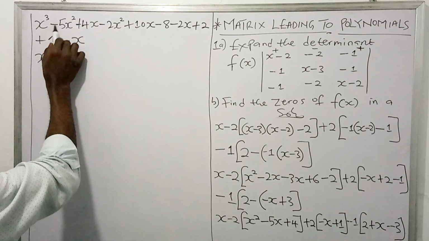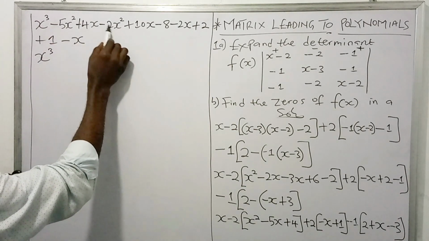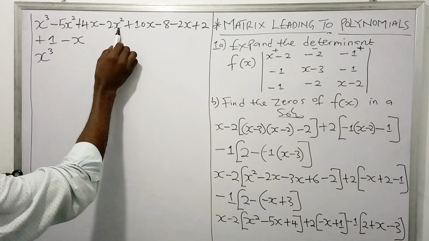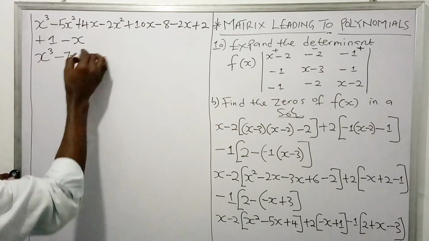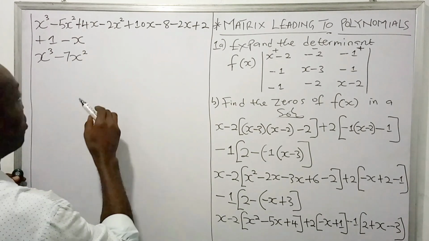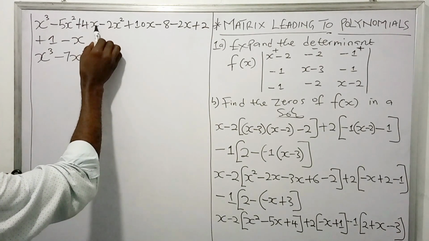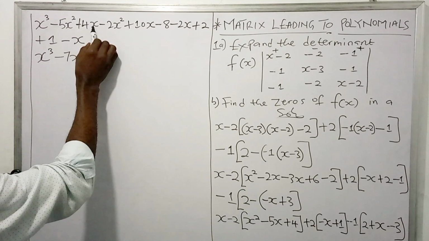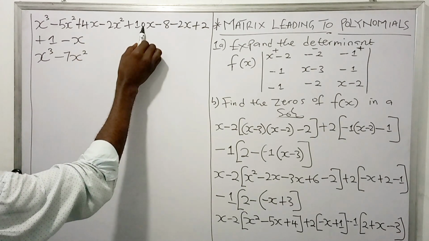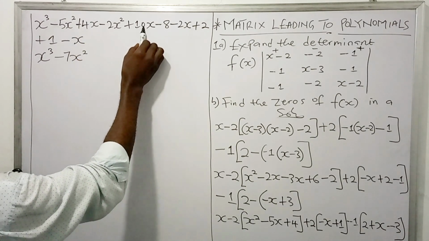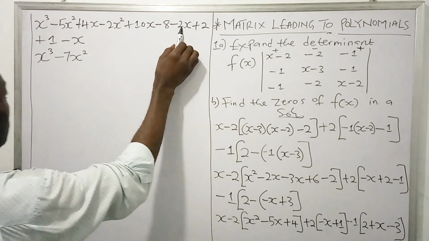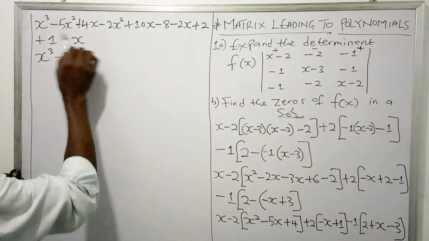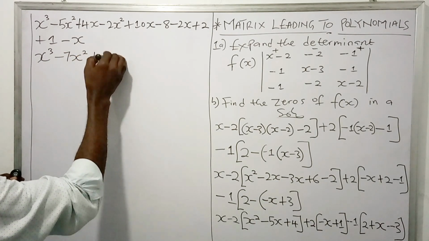Now, resolving this based on like terms, we have s cubed. Then we have negative 5s squared minus 2s squared. That will give us minus 7s squared. Then, for the term that has the power of s as 1, we have plus 4s here, plus 10s here will give us plus 14s. 14s minus 2s will give us 12s. Then 12s minus s will give us plus 11s.